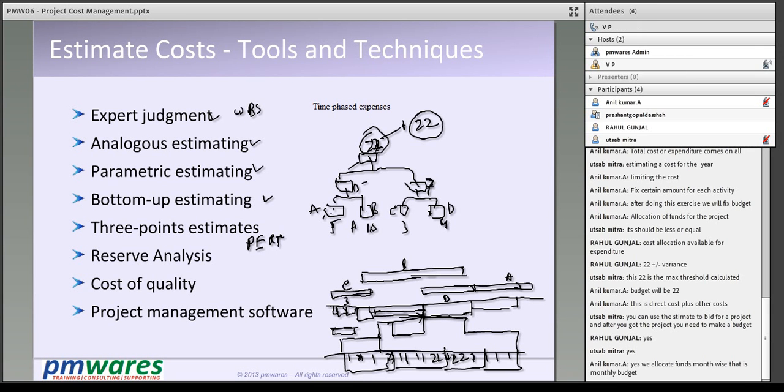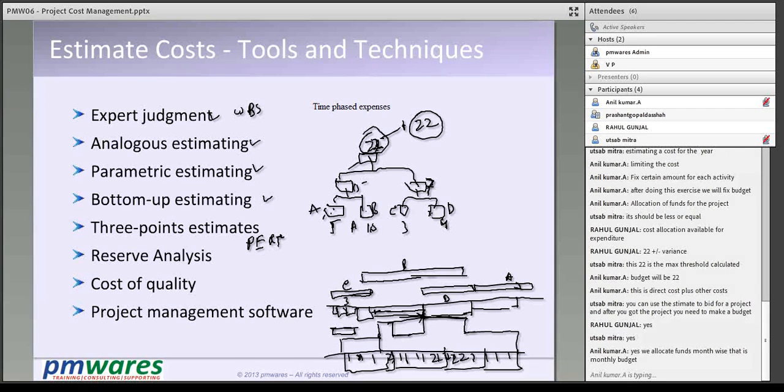When we allocate fund activity wise, action wise, first C activity will happen here, then we will do B, then we will do D, and then A, and this is how it is coming as per our schedule, right? We have prepared a schedule. Without schedule, you cannot develop a budget.